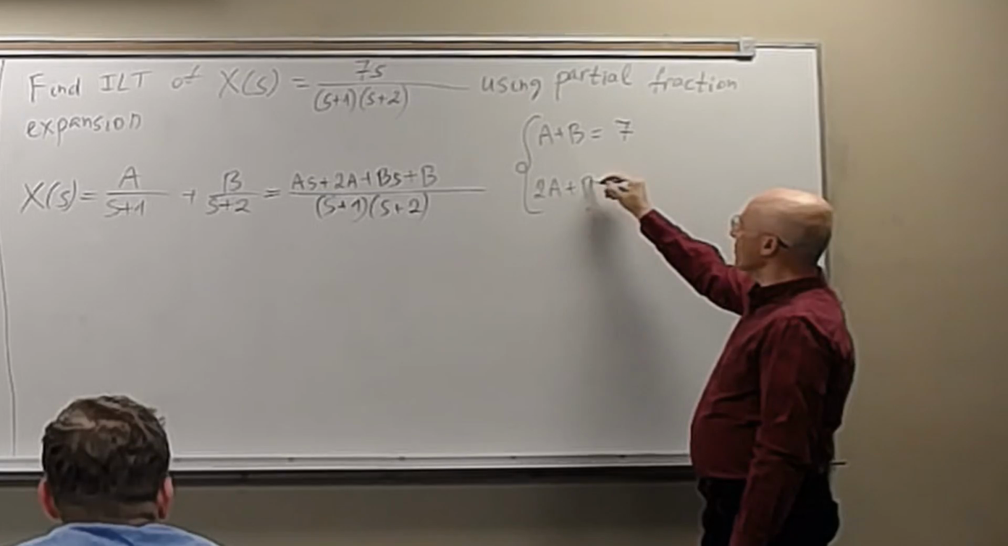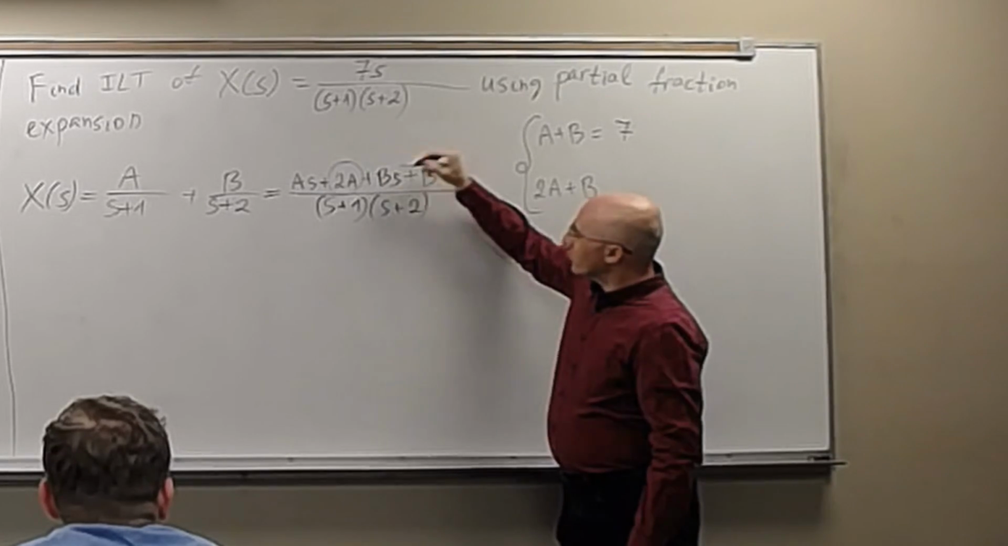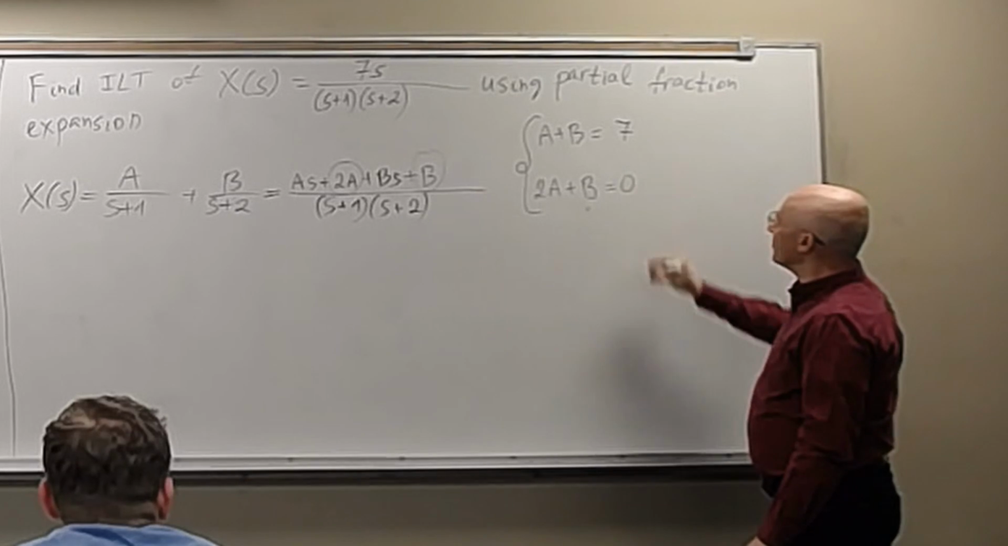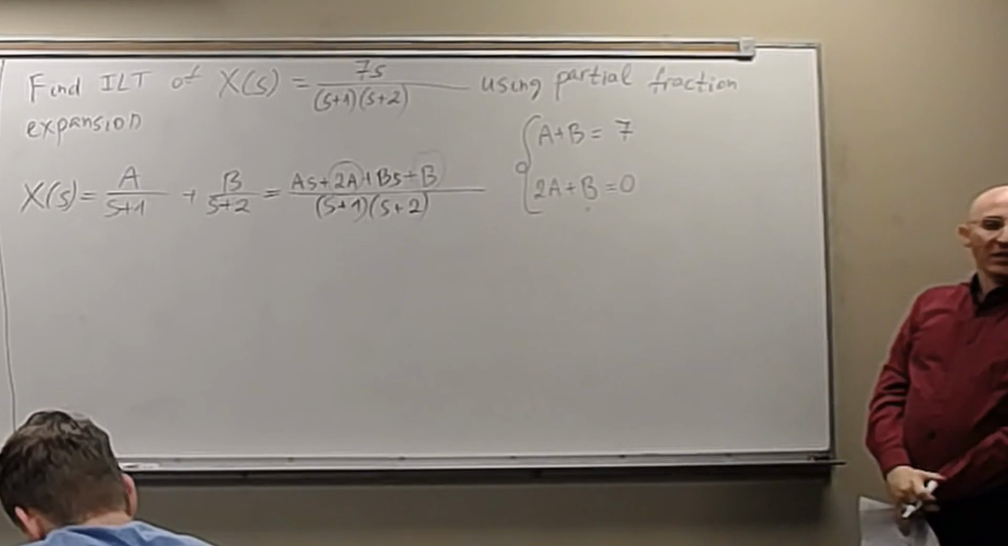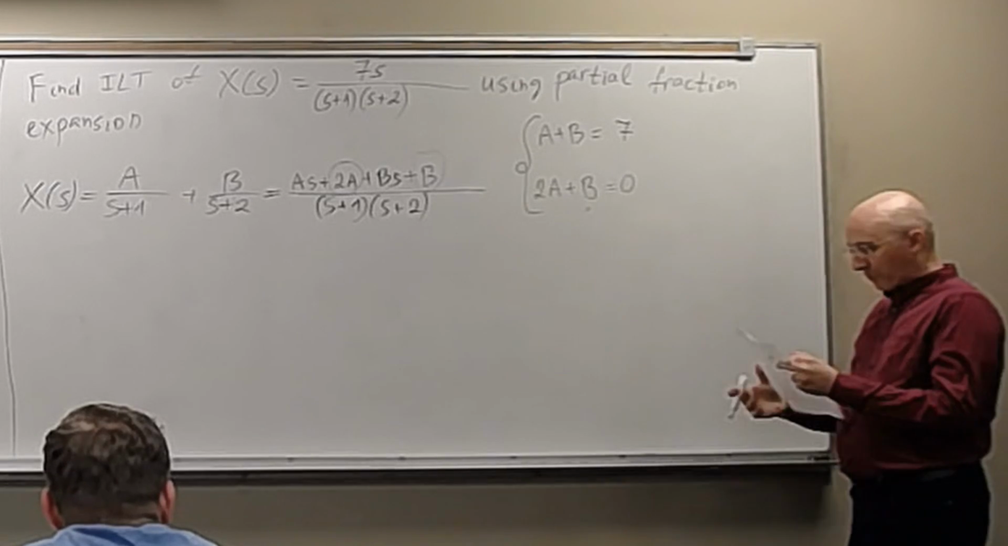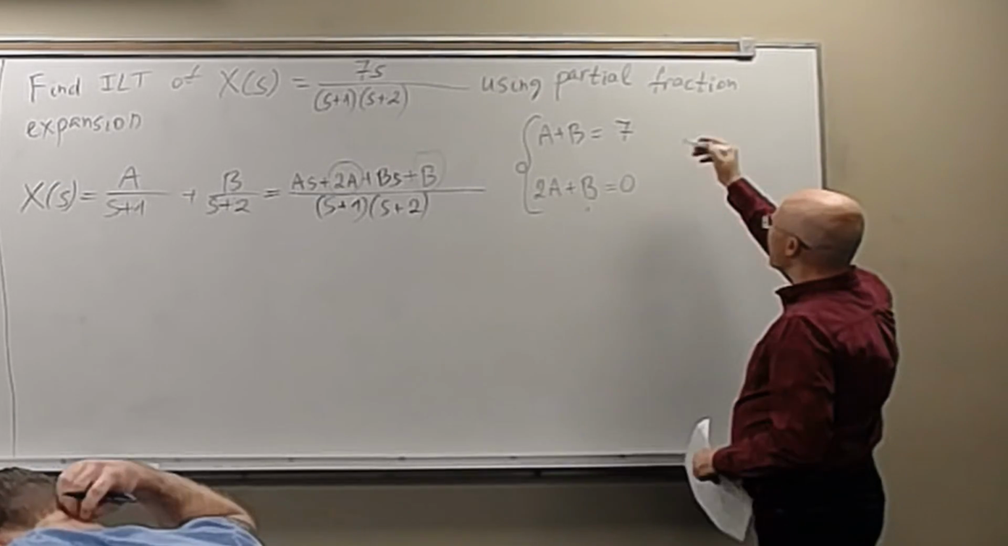Twice a plus b. This one and this one. What is the free coefficient there? 0. 0. That's it. You need to solve that system of linear equations and to find a and b. And those will be the numbers. Okay, how do we solve that?